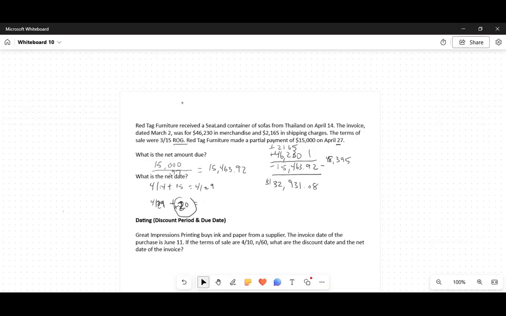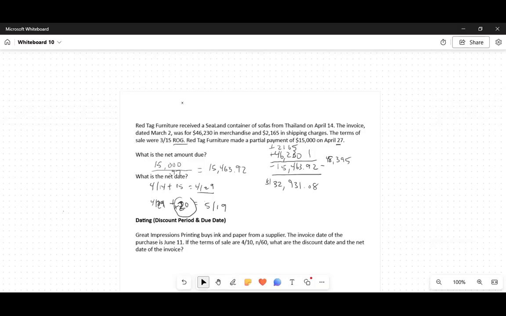So on a receipt of goods, the end of your discount period is plus 20 for your net date. If you notice, it says 3/15 ROG. That ROG means that it's plus 20 after the discount date. So the discount date ended on 4/29. That's what I figured in the first part here. And so I add 20 days to that. That comes out to 5/19. So it's 20 days after the discount period ends, and the discount period ends on 4/29. So plus 20 days brings you to 5/19. So I hope that makes sense.